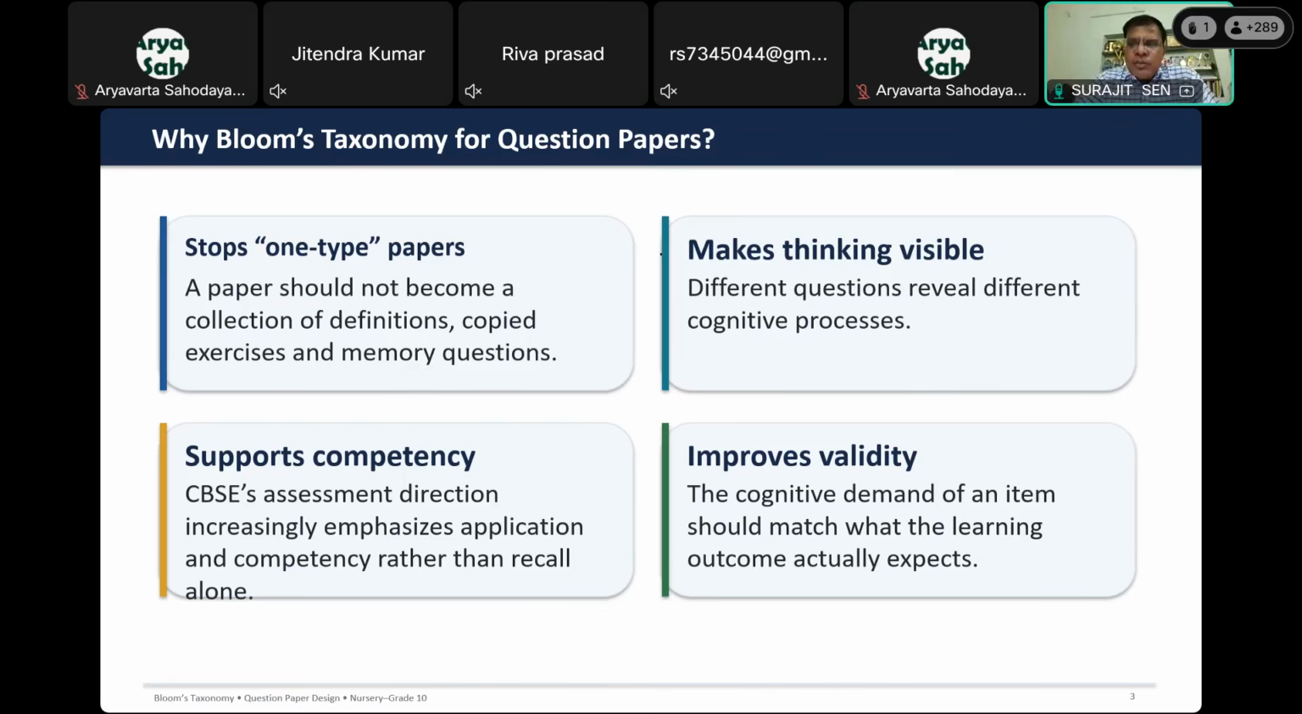It also improves validity. Okay. So by using Bloom's taxonomy, the validity of the question paper will increase. The cognitive demand of an item should match what the learning outcome actually expects. Now you have taught something. After teaching it, you believe that there should be a learning outcome. The children have learned something, so there should be a learning outcome.